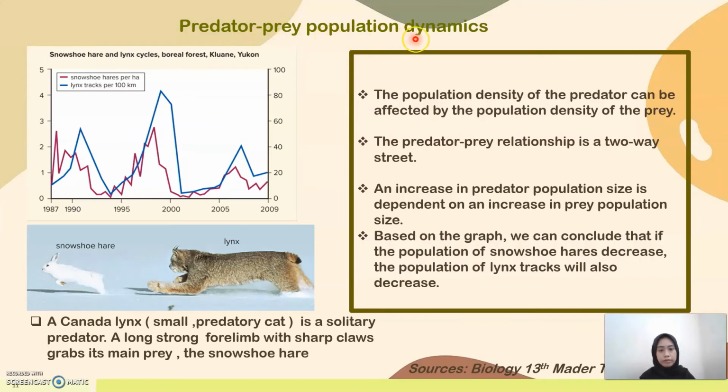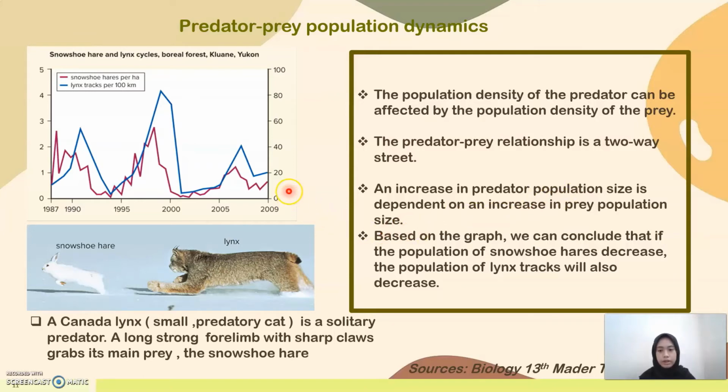Predator-prey population dynamics. The population density of the predator can be affected by the population density of the prey. The predator-prey relationship is a two-way street. An increase in predator population size is dependent on an increase in prey population size.